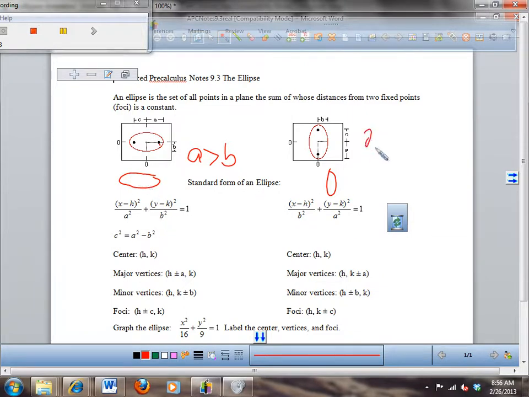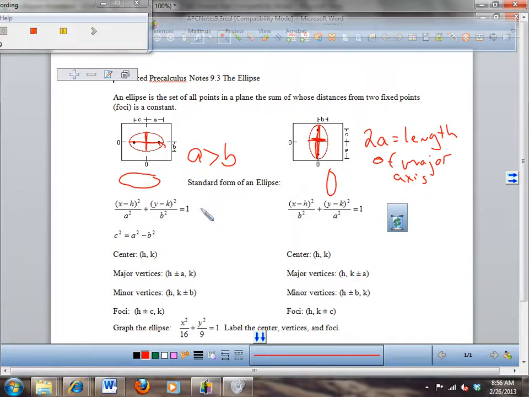2A is equal to the length of the major axis, and 2B is the length of the minor axis. The major axis is the axis in the long direction, the distance from one point to the other. So this would be 2A in this case, and this would be 2A in this case. This would be B, so from here to here would be 2B. In this case, this is 2B. That's the length of the minor axis.